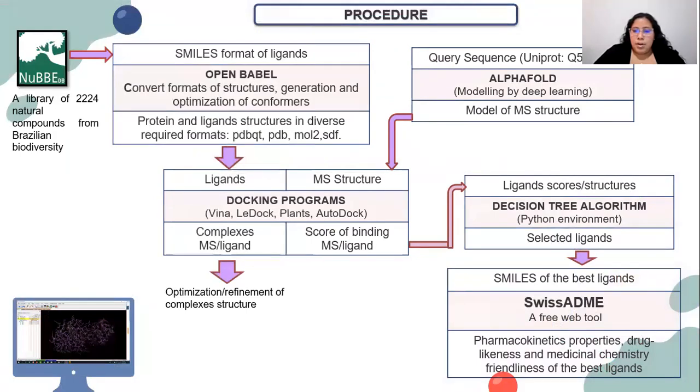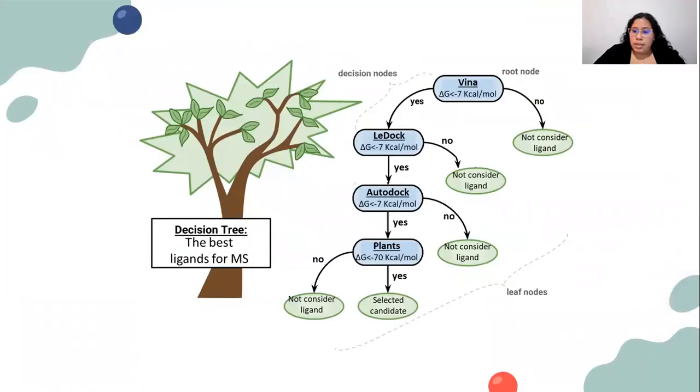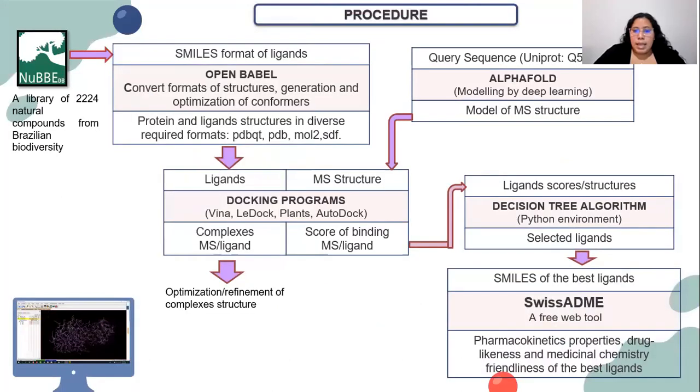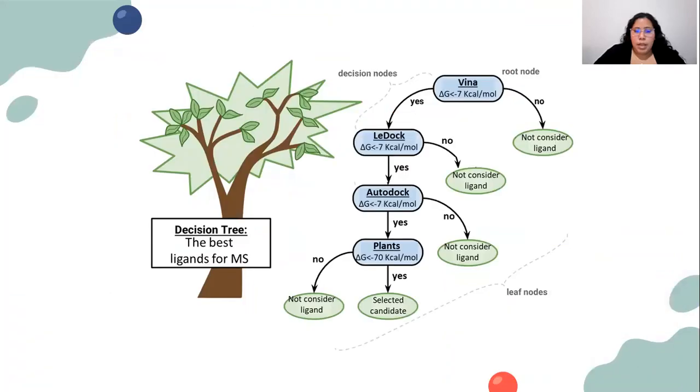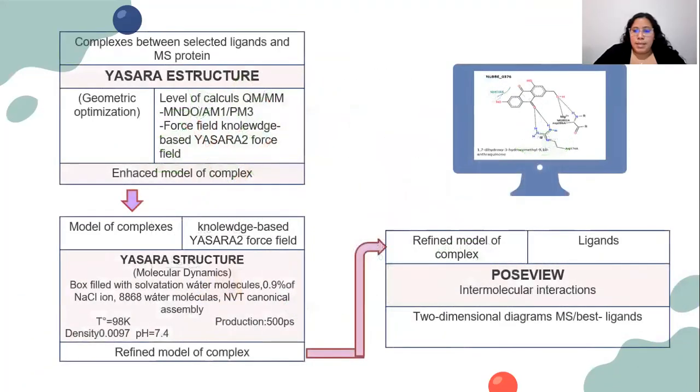The best scores obtained from the enzyme-ligand union will be chosen using the decision tree algorithm. These ligands will be analyzed for their pharmacokinetic properties, drug likeness, and medicinal chemistry friendliness in the SwissADME program. Finally, the best enzyme-ligand complexes will be refined and optimized in the YASARA structure program and then analyzed for molecular interaction in the PoseView program.